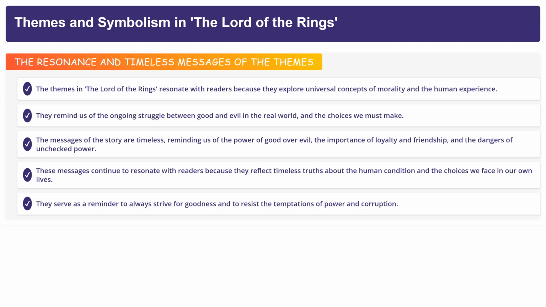The themes in The Lord of the Rings resonate with readers because they explore universal concepts of morality and the human experience. They remind us of the ongoing struggle between good and evil in the real world, and the choices we must make. The messages of the story are timeless, reminding us of the power of good over evil, the importance of loyalty and friendship, and the dangers of unchecked power.